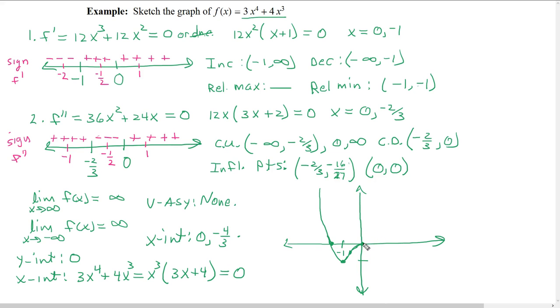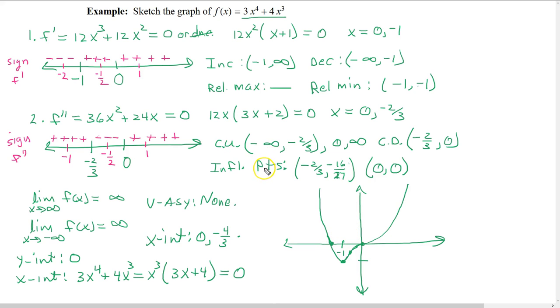And now we're at 0. Now let's see. What we have to do is increase and become concave up. So now we have to increase and be concave up. And there is a rough sketch of the graph of this function. Let's see how this compares to the actual graph if we were to use a computer to graph it.